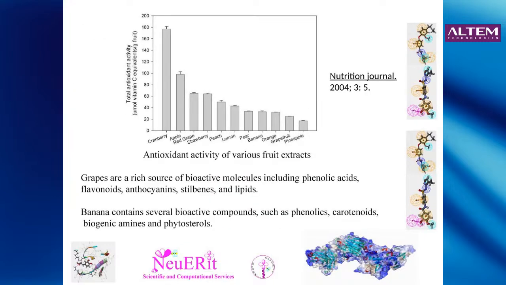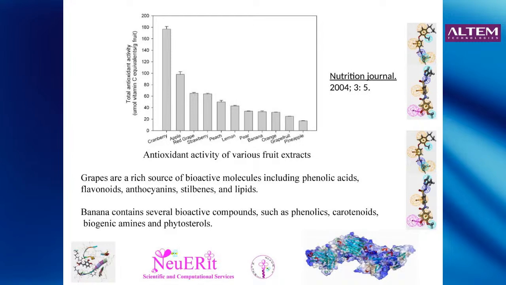Here, interesting data is here. So here is the antioxidant activity of various fruit extracts. In a paper, I found that the antioxidant is maximum in the cranberry, followed by the apple, then red grape, then strawberry, peach, lemon, pear, banana, orange, grapefruit, and the pineapple. So from this data, you can get which fruit has the maximum amount of antioxidants.